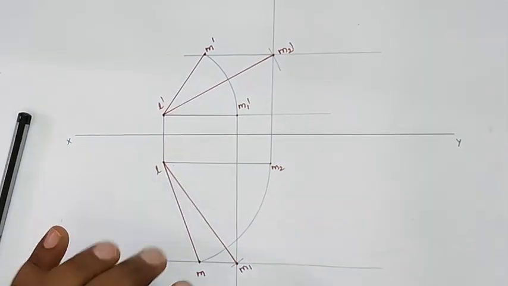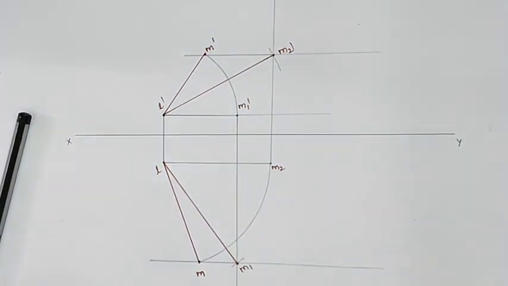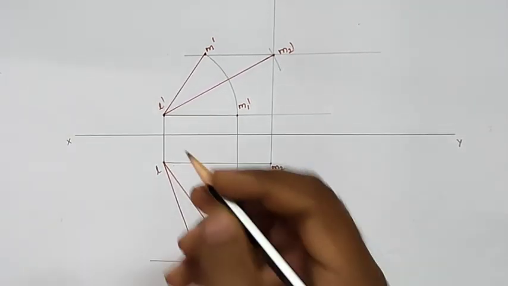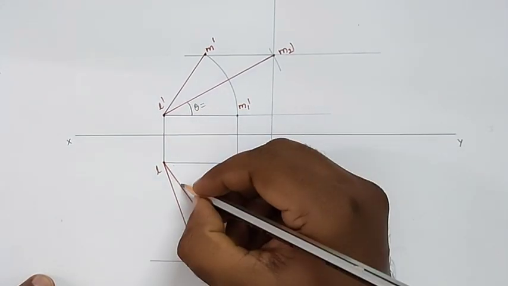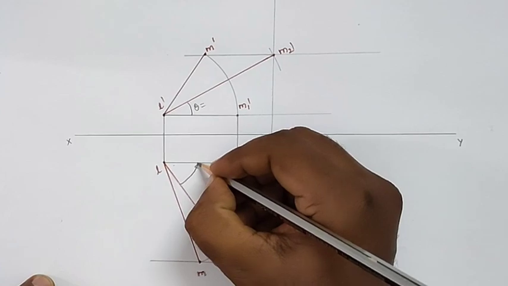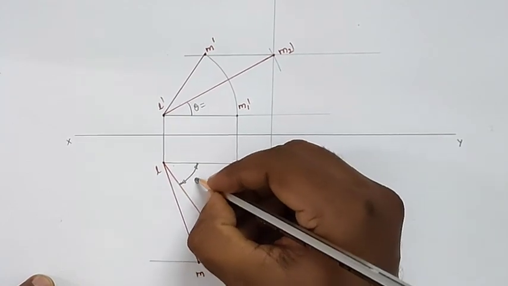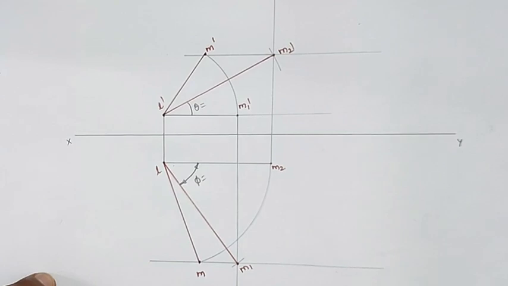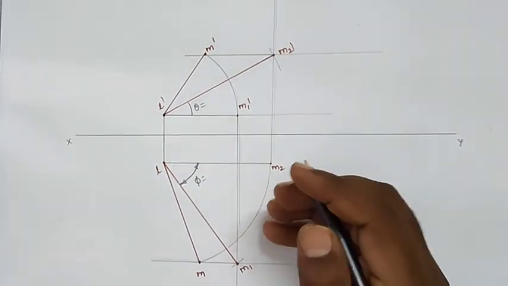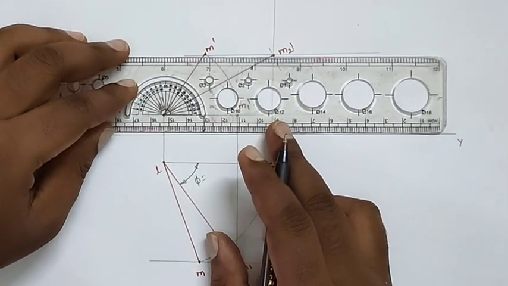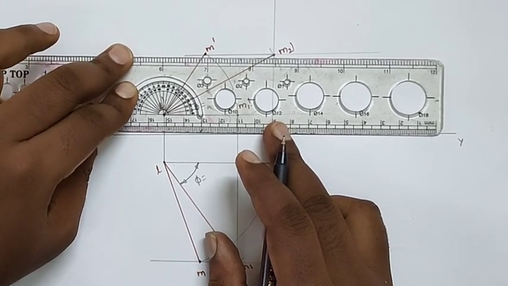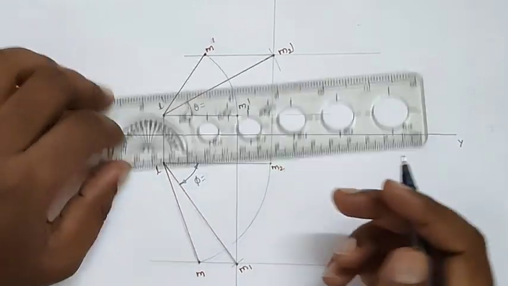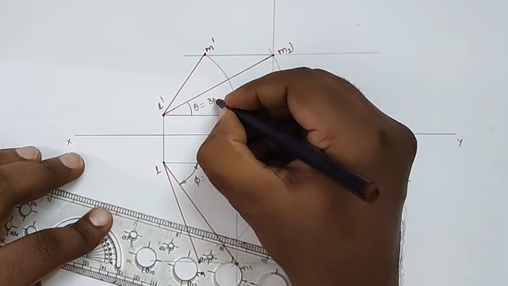So what they are asking in our problem is L dash M dash and LM, and also the inclination with respect to HP. The inclination with respect to HP means this angle, theta, they are asking. And also the inclination with respect to VP, which is represented by phi. These two they are asking in the problem, so you can identify them using your protractor. In this direction you can place it and find the inclination of L dash M2 dash. We get theta is equal to 31 degrees.